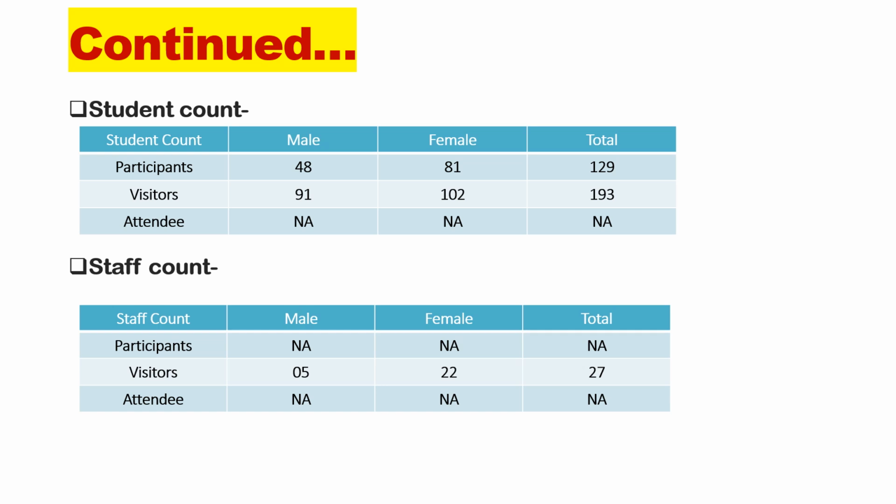And under visitors, the male staff visited are 5, suppose, and female staff 22. So a total of 27 staff have visited this poster presentation competition. This count is very important and it is categorized as participant, visitor or attendee. It is also classified as male and female. Now let's go for the next point.